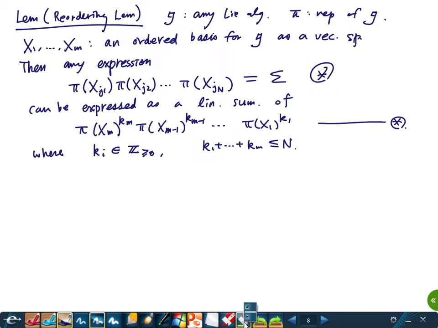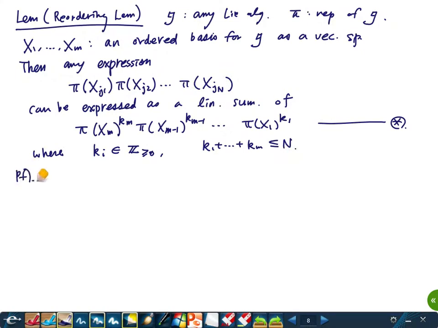Okay? Or lemma. This is useful. And here, how many factors do we have? We have N factors, capital N. And here, for each term, we have at most N factors. So we may have fewer factors in our term. We may have many terms, but they all have at most as many factors as this.